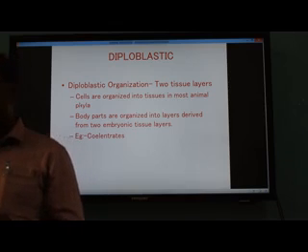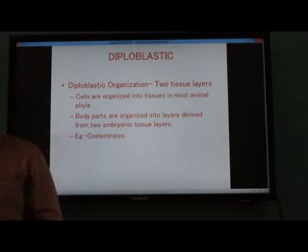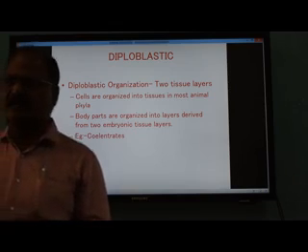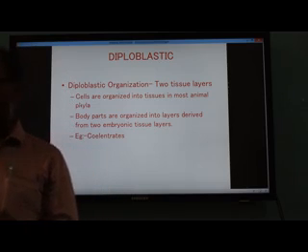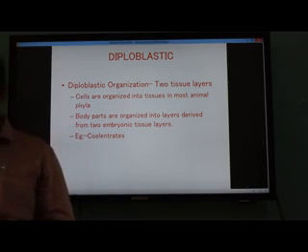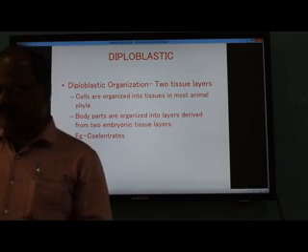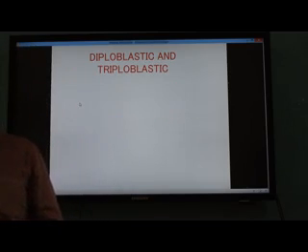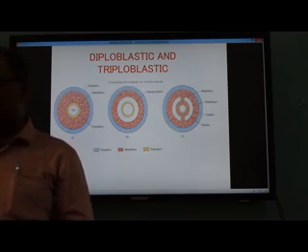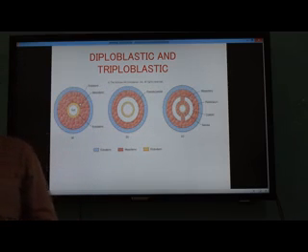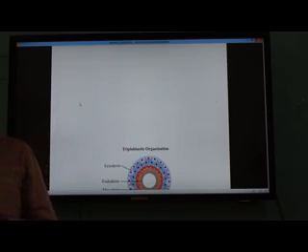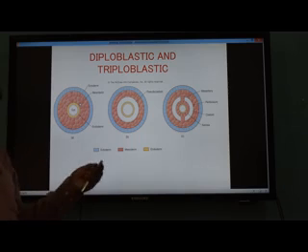Body parts are organized into layers derived from two embryonic tissue layers, that is, the ectoderm and the endoderm. This can be seen in coelenterates. Then diploblastic and triploblastic animals. Suppose these are the structures we can see.